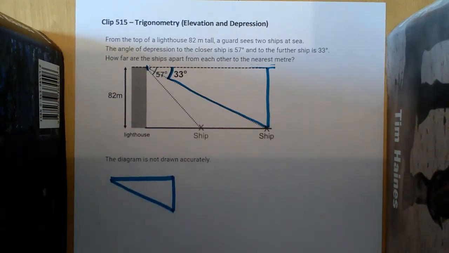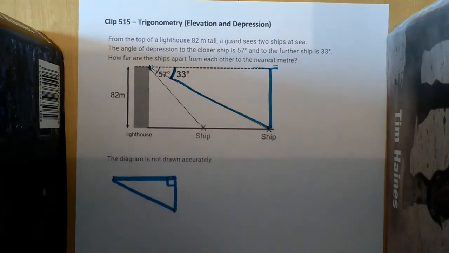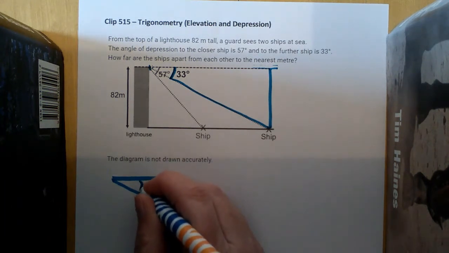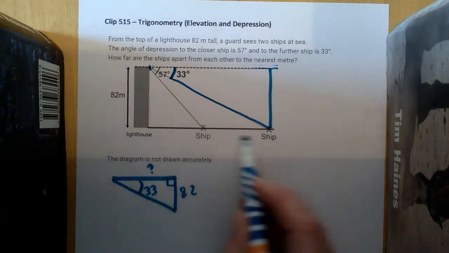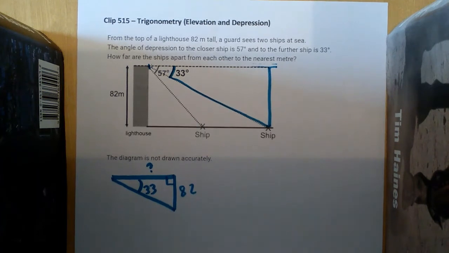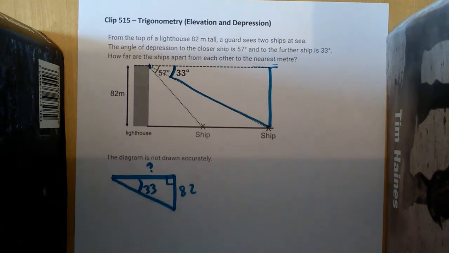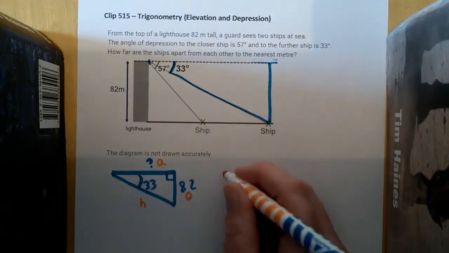So we just sketch out the triangle again. I've got a right angle here. The height is 82. This is 33, and I need to find this distance here, the distance along the base from the lighthouse. Let's label our sides for trigonometry. If this is 33, that's my opposite, that's my hypotenuse, and this is my adjacent. Okay, so we'll write down SOHCAHTOA.